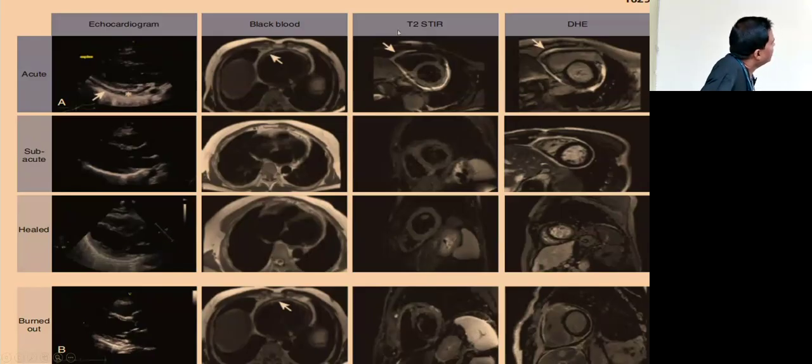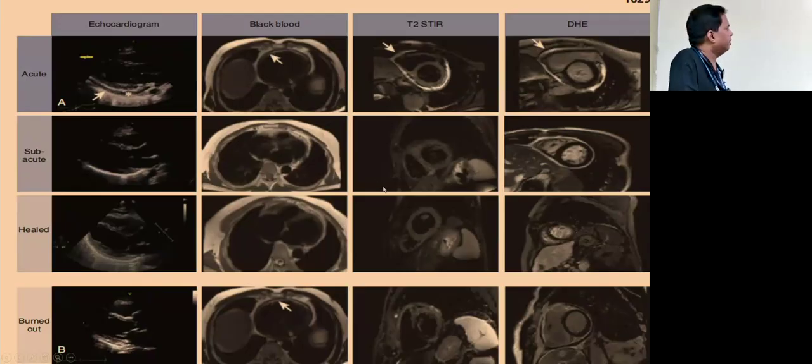Here what we are seeing is the T2 STIR image in cardiac MRI. You see the calcification, no? That has disappeared, and the delayed hyperenhancement in cardiac MRI, the white color, is also not there. That shows that the patient has completely recovered from this pericarditis.